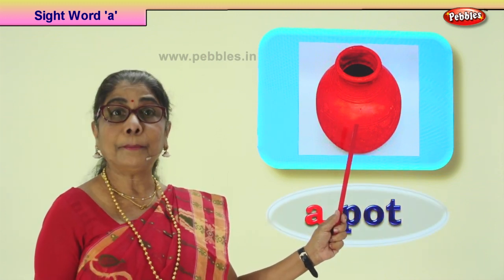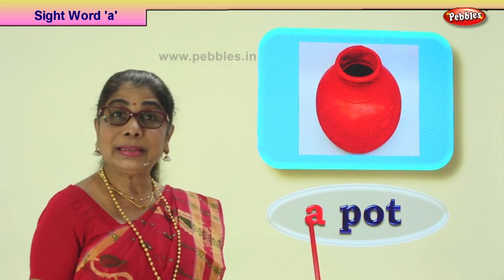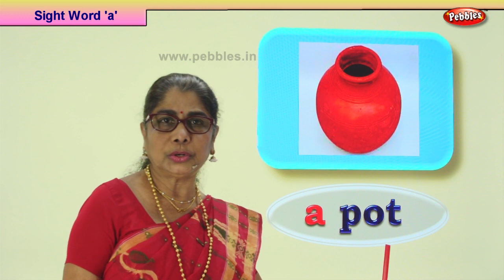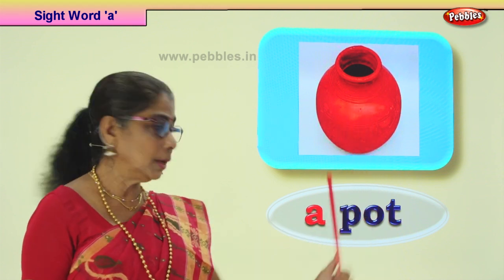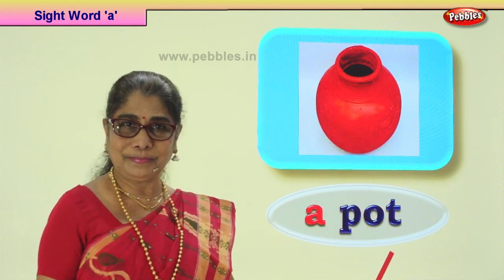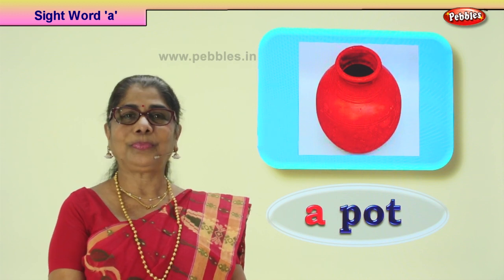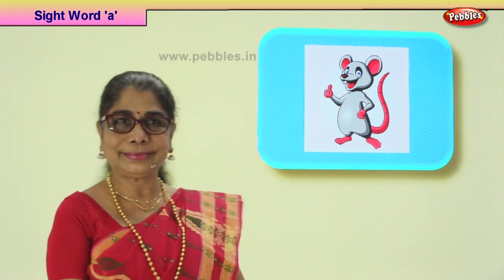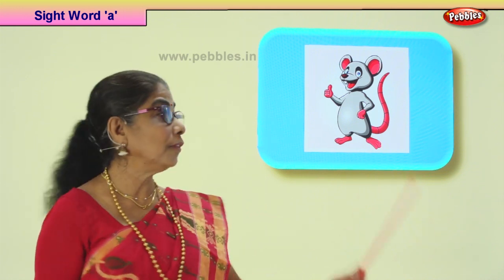What is it? Pot. Look, sight word a, read on a pot. What is it? Pot. A pot. Good. Let's take a new picture. What is that? It's a picture of a rat.